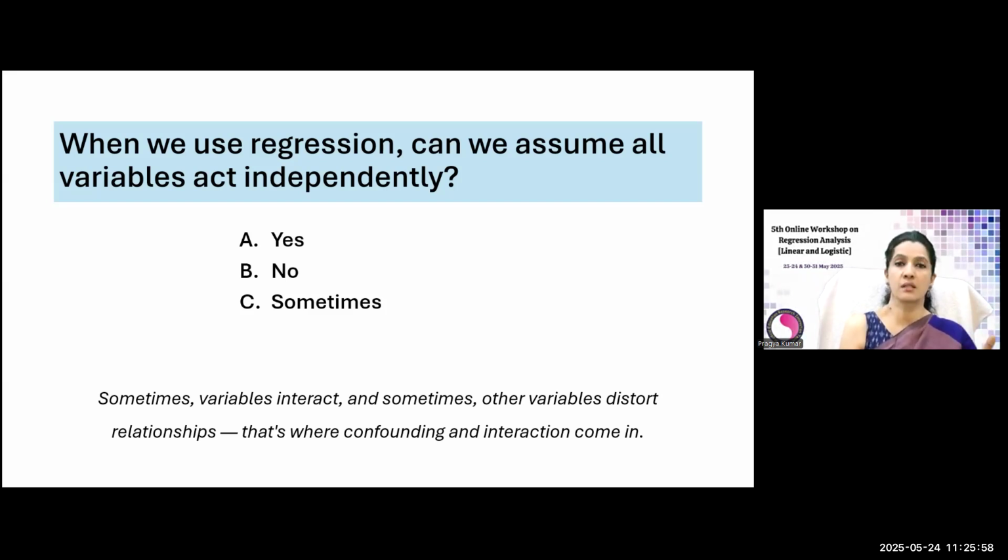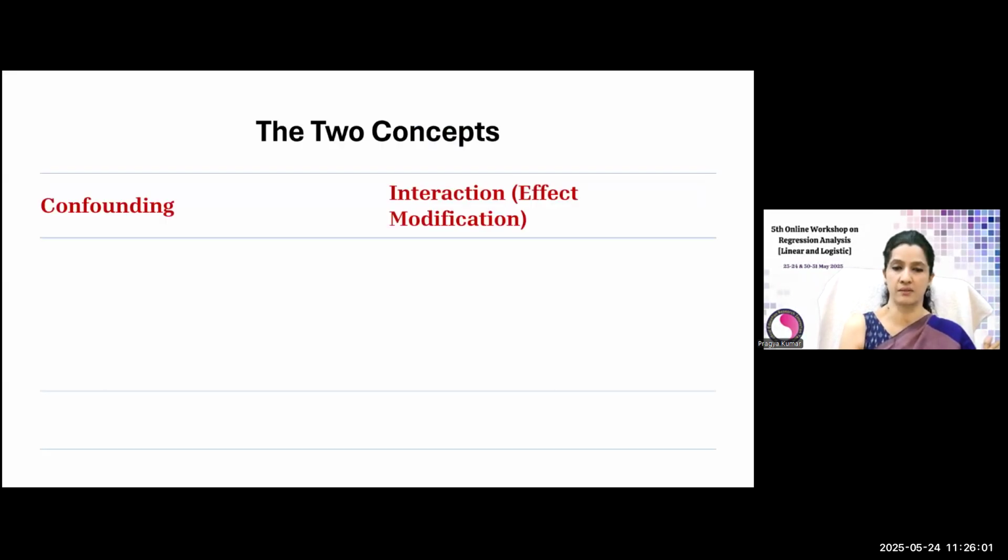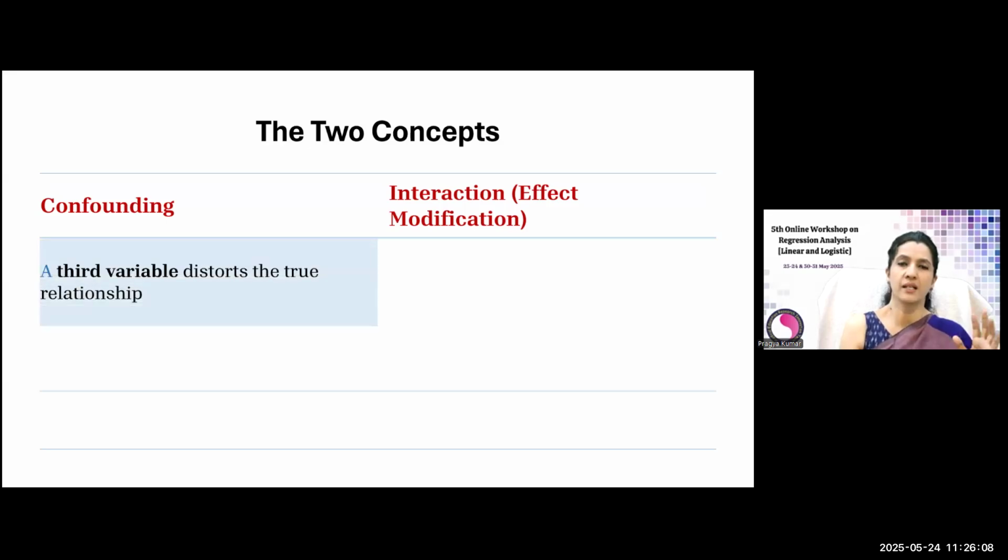So now, what is a confounder and what is an interaction? Coming to the first concept, the confounder. Whenever you are looking at the effect of one predictor on another, and a third variable is distorting the true relationship, it is known as a confounder. That means it is something external. That relationship or magnitude is not actually there, but because of a third variable, you cannot uncover the true relationship. That is the confounder.